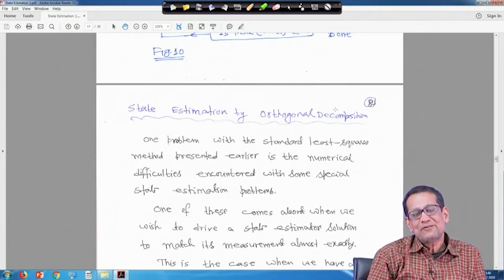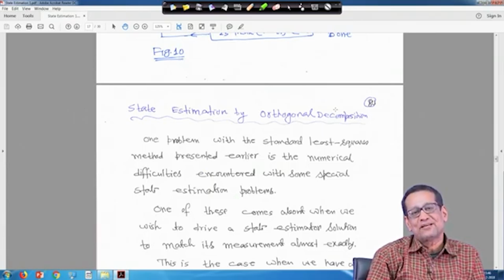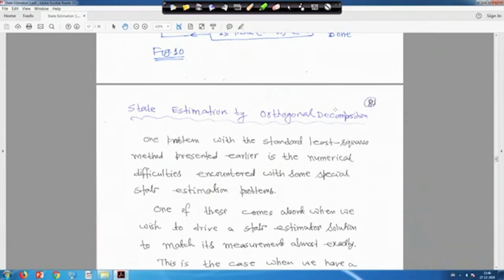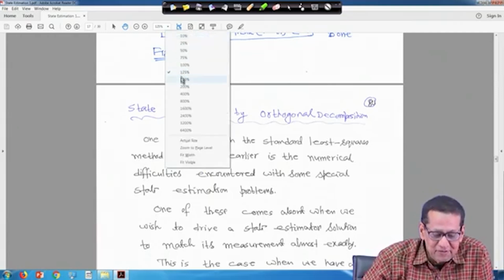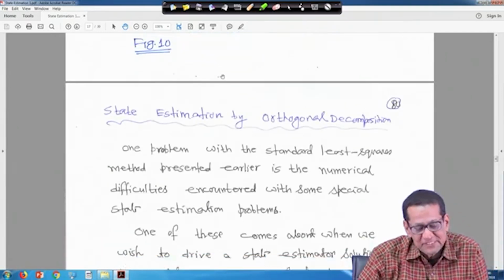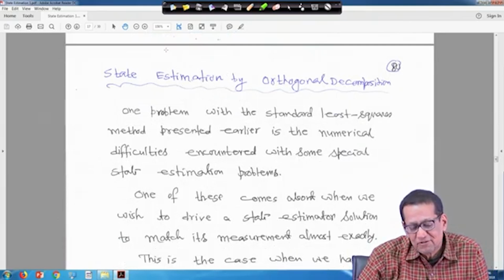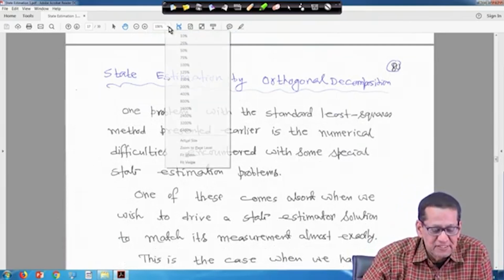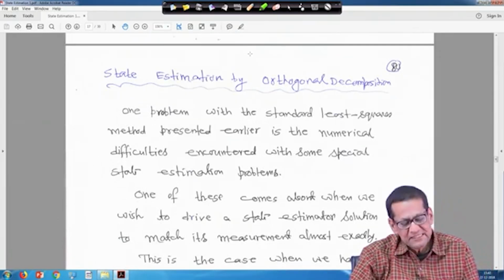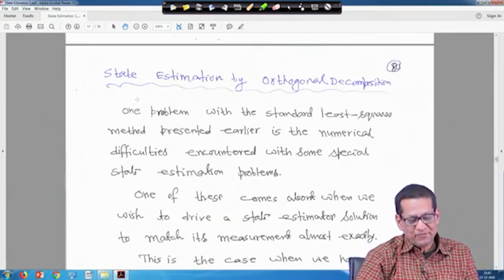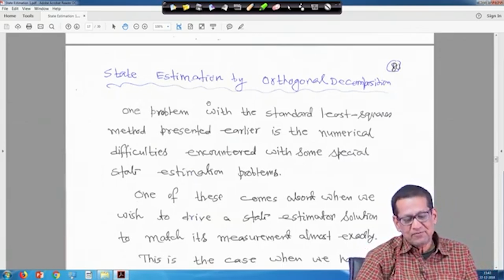Whatever little bit you were given from the steady state point of view and theory point of view, otherwise it is not possible. So, next is state estimation by orthogonal decomposition. In this case, why will you go for orthogonal decomposition?